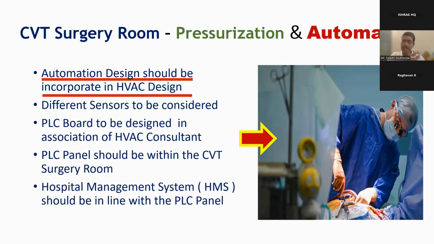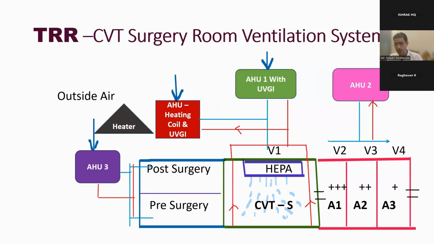This is very important, because this cycle which I'm showing you has so many variable air boxes, so many AHUs, and all has to be under the automation. Unless the automation design incorporates this type of complexity, these types of complicated designs will not be able to run.